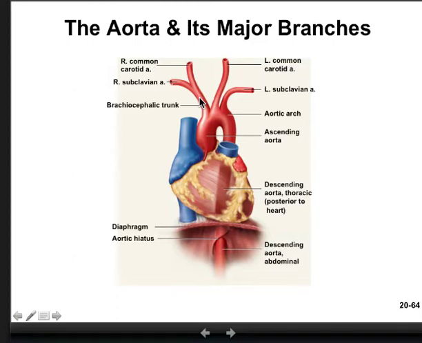Now, think about the name for that vessel, brachiocephalic. So where do you think that vessel ultimately goes, right? Cephalic means of or pertaining to the head or the brain, and brachio means of or pertaining to the arm, all right? So it's not a surprise that this branches into the right common carotid artery and the right subclavian.